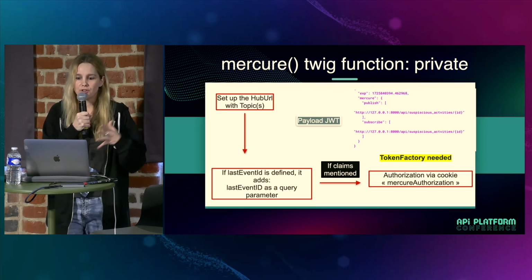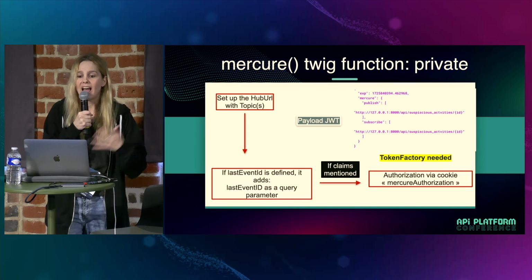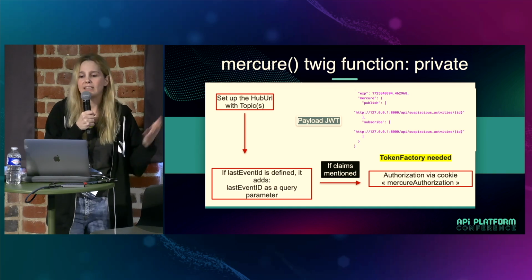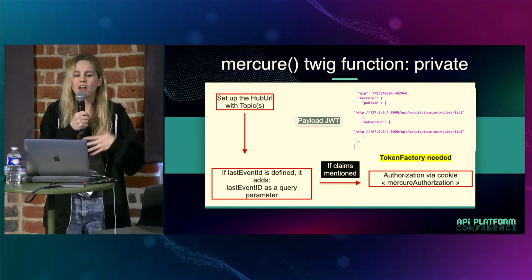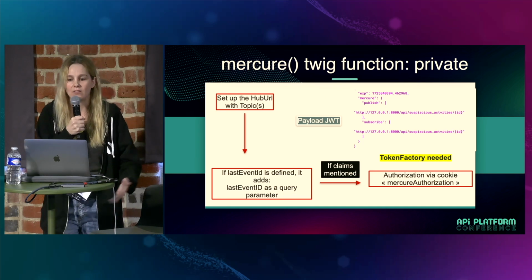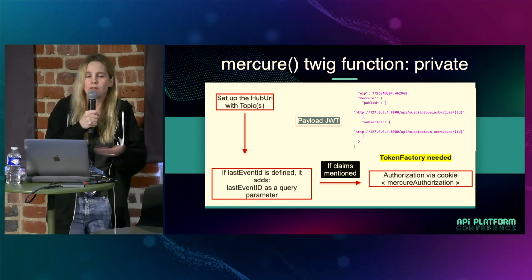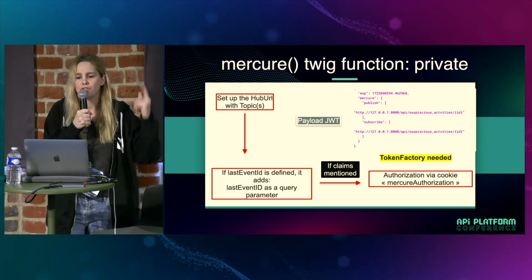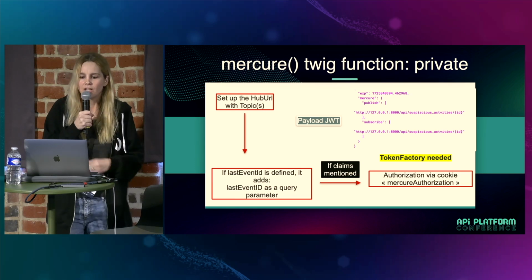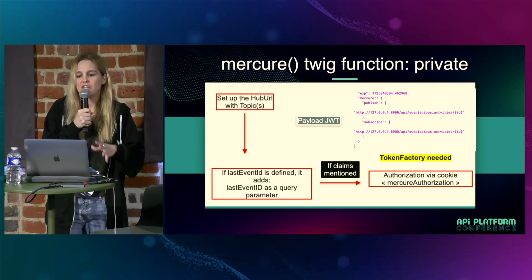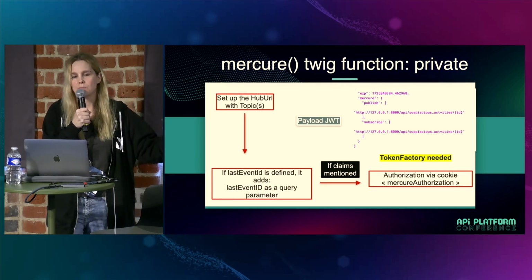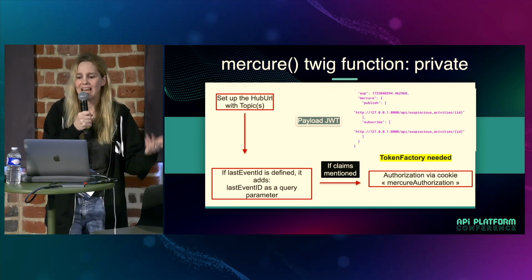So a crucial detail here is that you need to have a token factory defined, at least a default token factory. Otherwise, you will encounter an error. Or you can just use another way and not use the Mercure Twig function. So the JWT should be short-lived. For example, you can set an expiration time in the additional claims for the cookie.